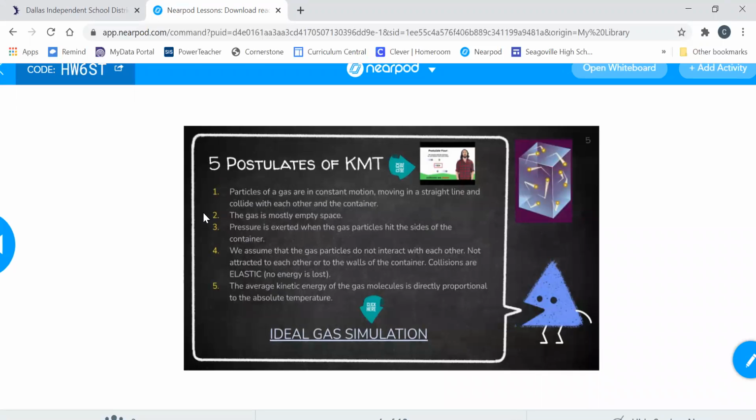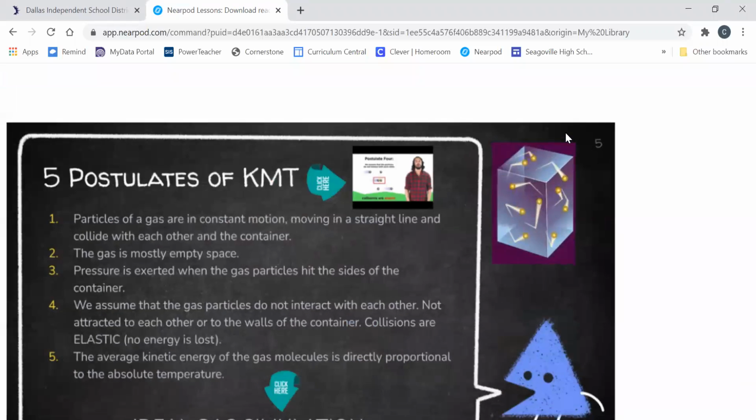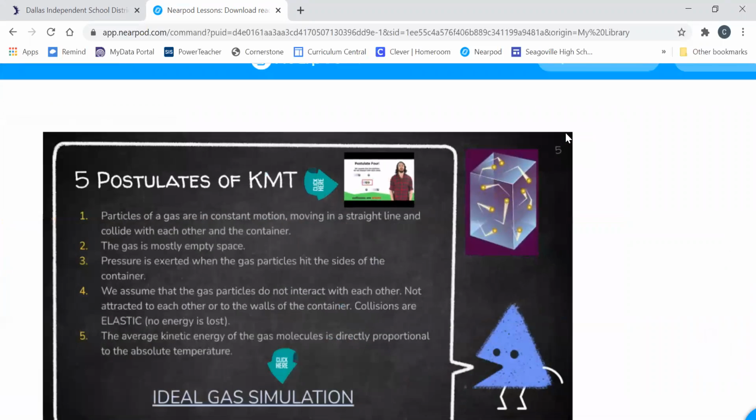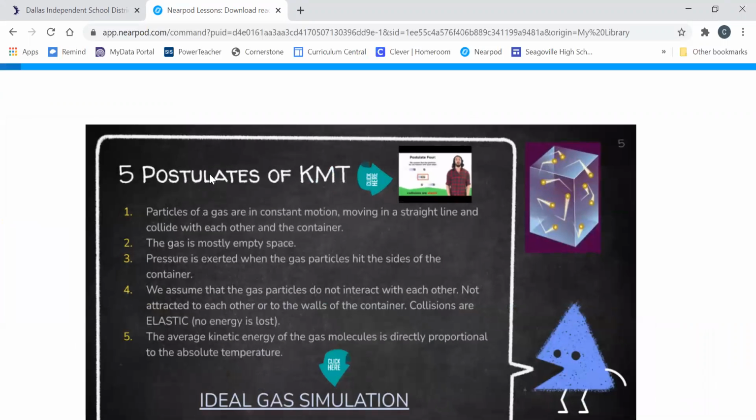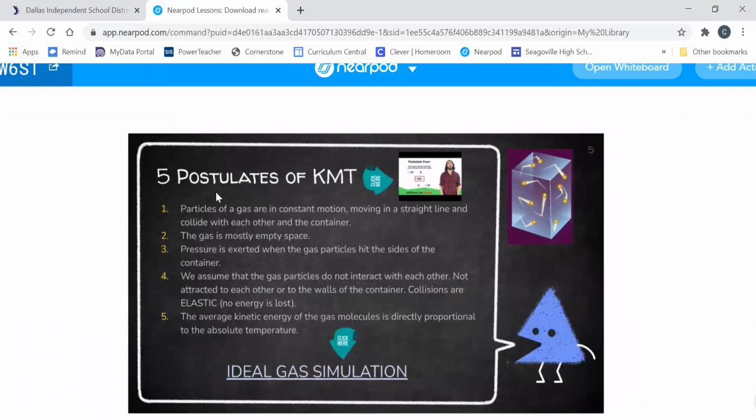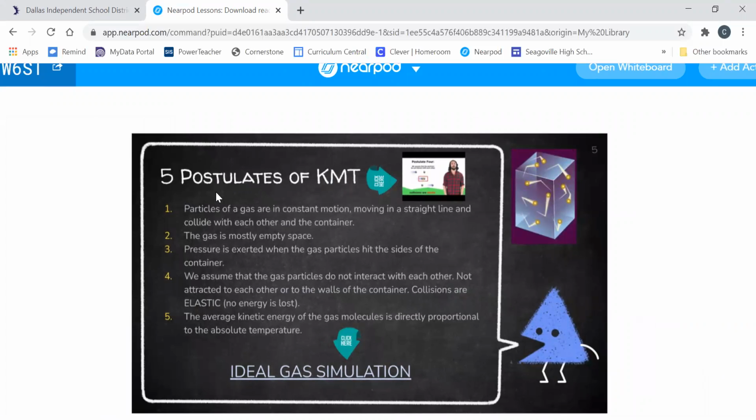So this is KMT, which is kinetic molecular theory. Kinetic means that it's always moving. So that's why we have this picture of the gases moving. This is just trying to explain how gases behave. So gases are always going to be in constant motion. They're going to move in a straight line and collide with each other in a container.